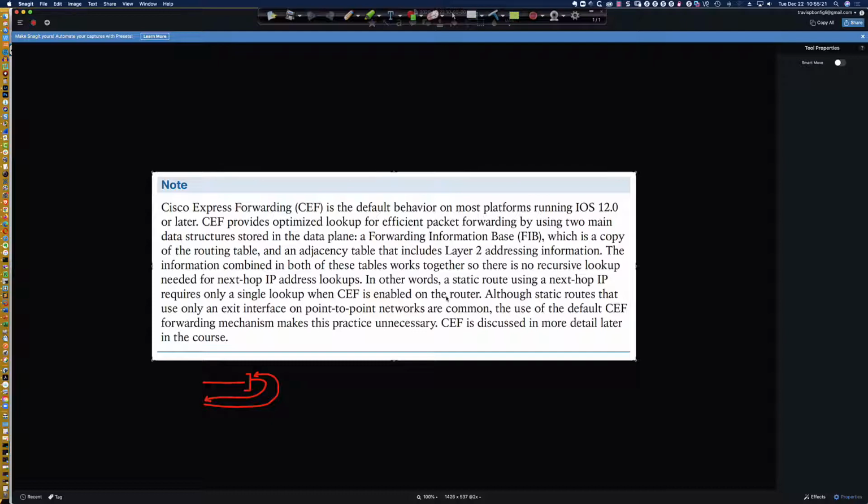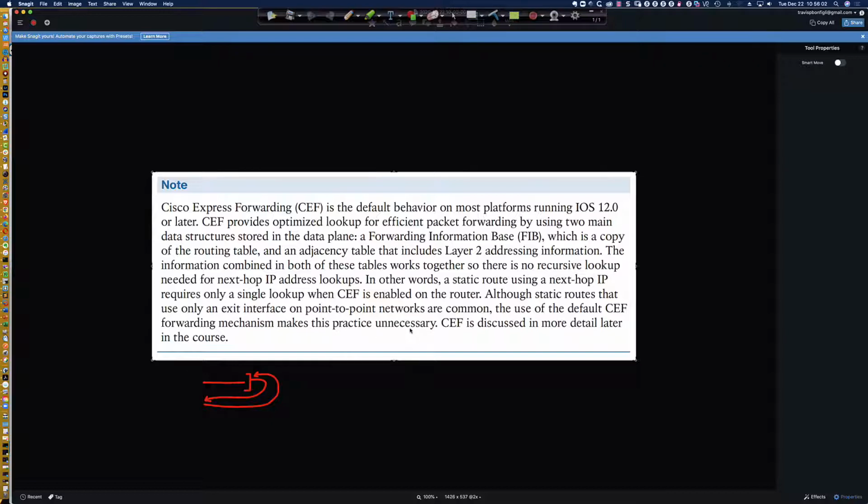And again, there is no use case that I can think of where you would be disabling CEF in an enterprise environment. And I'm going to caveat that. Again, I'm sure you could think of one, but I'd be hard-pressed in a normal enterprise environment where you would want to turn CEF off. So all those static routes that use only the exit interface on a point-to-point network are common. That's the directly connected static route that this is referring to right here. The use of the default CEF forwarding mechanism makes this practice unnecessary.